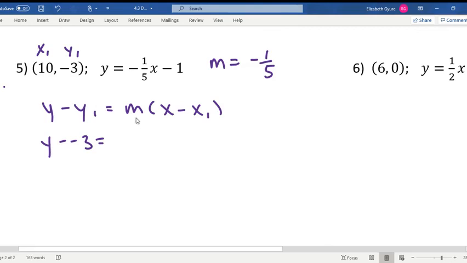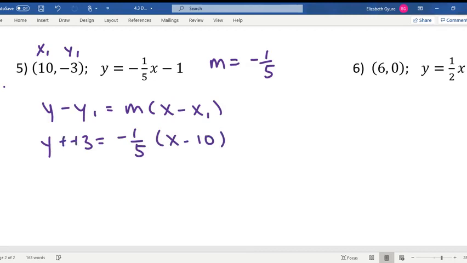What number should I plug in here? We're going to plug in negative 1/5 for m. And then x minus x1. Annalise, what should I plug in for x1? 10. Good. All right. And then I heard someone say turn my double negative into a positive. I agree. And then drop down your y plus 3 equals. And Lynn, now what should I do?